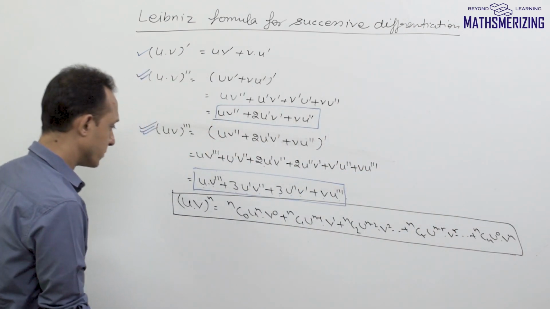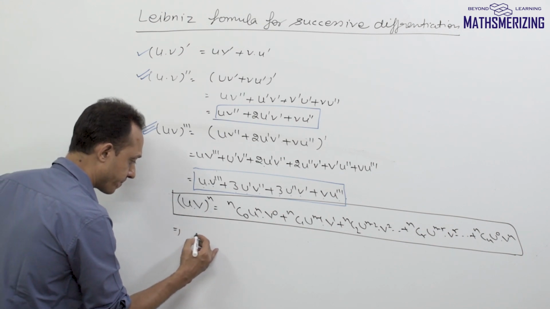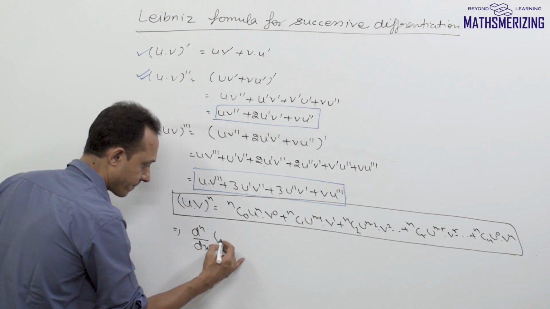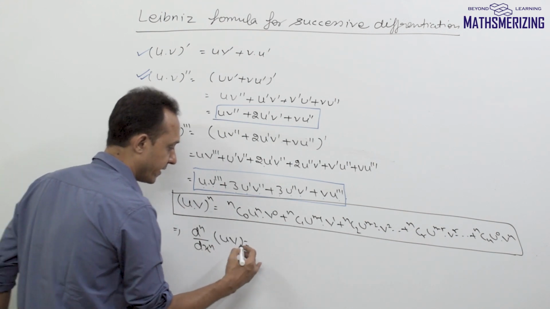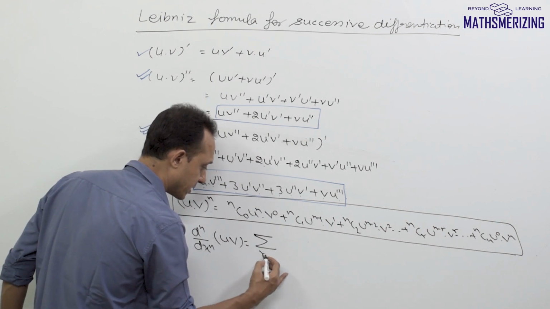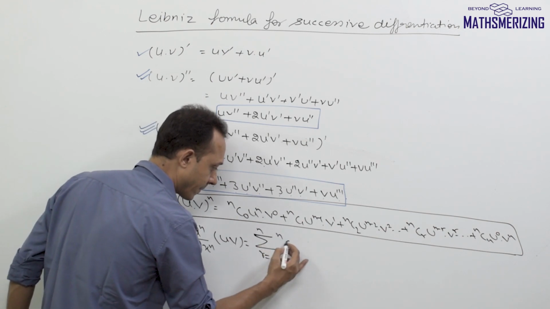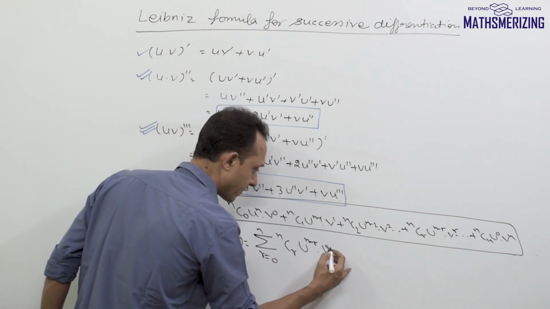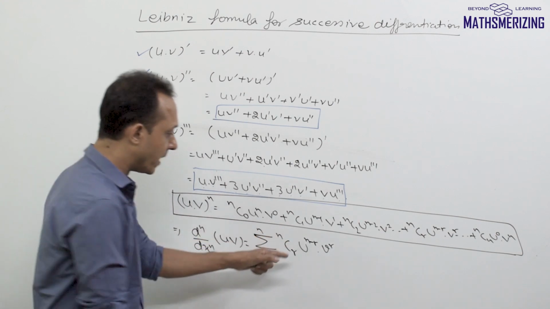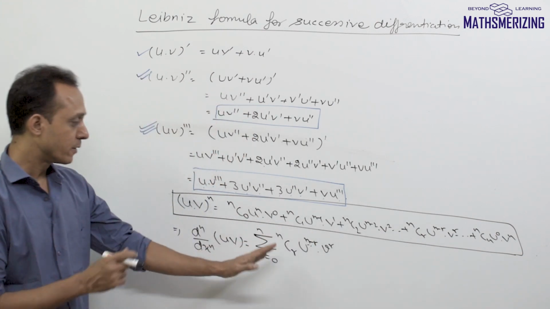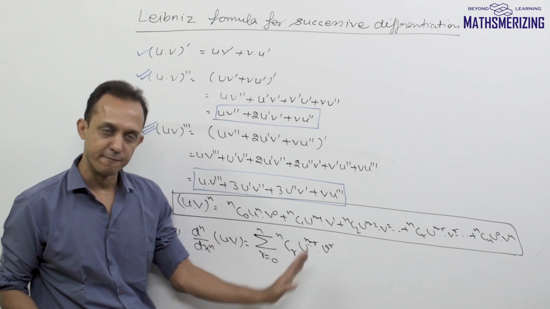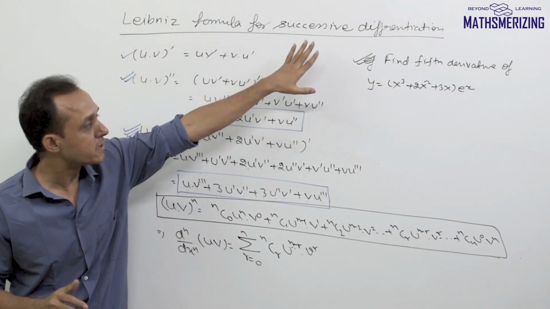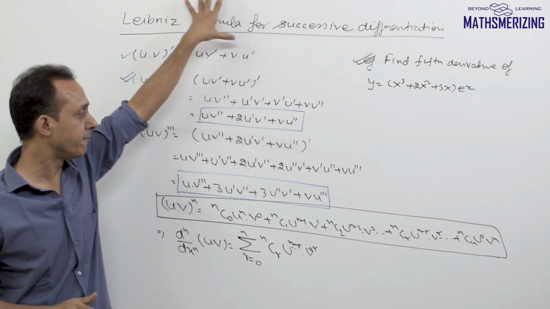in binomial theorem. I can write this formula as, if I have to find the nth derivative of u into v, then it can be written as summation r varies from 0 to n, nCr u to the power of n minus r and v to the power of r, where these powers are not powers of the function, they are derivatives of the given functions. Now this Leibniz formula for successive differentiation can be proved using induction in the same way that we have done with binomial theorem.